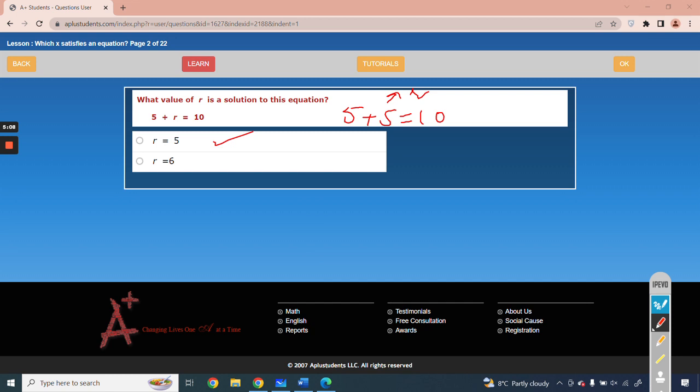The equations are very easy and simple, so it is easy to guess the answers for this one. But when you are working on a complex equation, you have to solve it like the question I did right before this one. Got it? So it would be r equals 5.